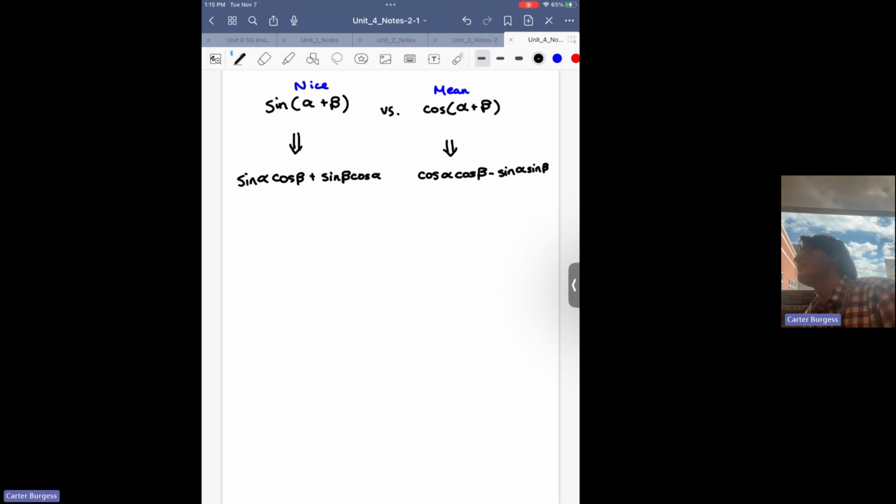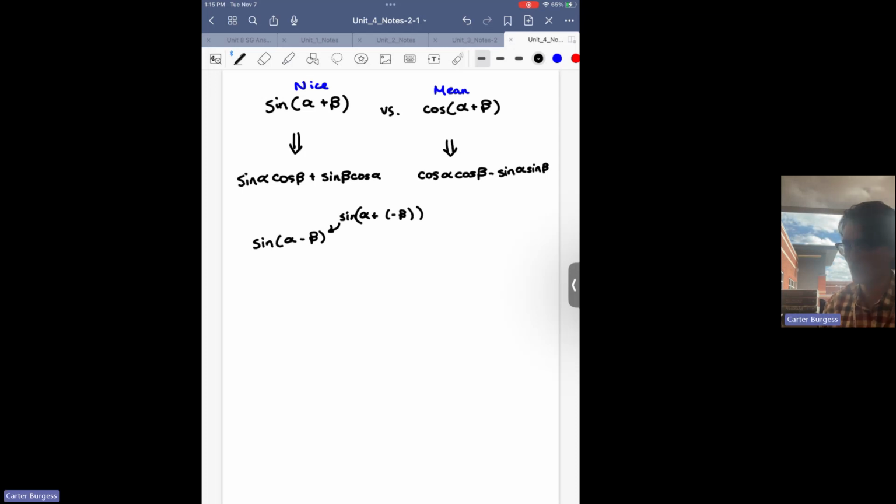Now, of course, there are sum and difference identities. The difference identity really is just the sum identity. Addition and subtraction are the same operation. It's all addition. So if we wanted to figure out what sine of alpha minus beta is, well, this is the same as sine of alpha plus negative beta. And so we could go through our sum formula, plug in negative beta, and use even and odd properties in order to iron out what that's going to look like.